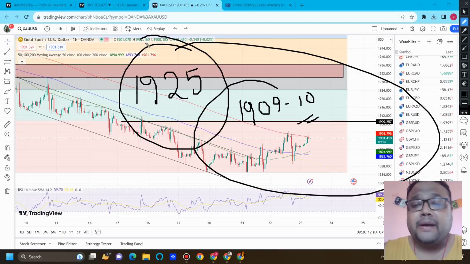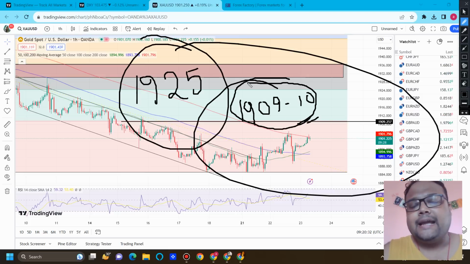1925 is a better, stronger resistance on the chart of gold. But right now we can see that before the news, before the PMI, the chances of the market hitting 1925 are very less. So we need to keep our eyes on 1910, 1909 only. But 1925 is a much better level. We have stronger sellers present around the area.